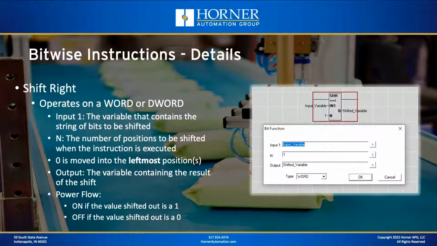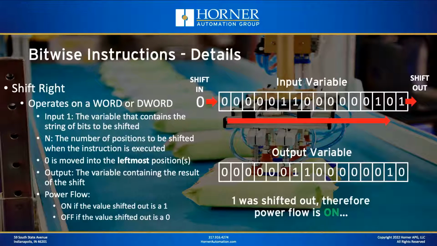Let's take a look at the diagram here. The diagram shows just what you would expect. Okay, we're shifting everything in the input variable to the right. We're shifting in a 0 all the way to the left. We're shifting out the rightmost position. In this specific bit pattern I'm showing here, the output variable is shown at the bottom, and because we shifted out a 1 with this specific example, we are going to pass power flow in this case.